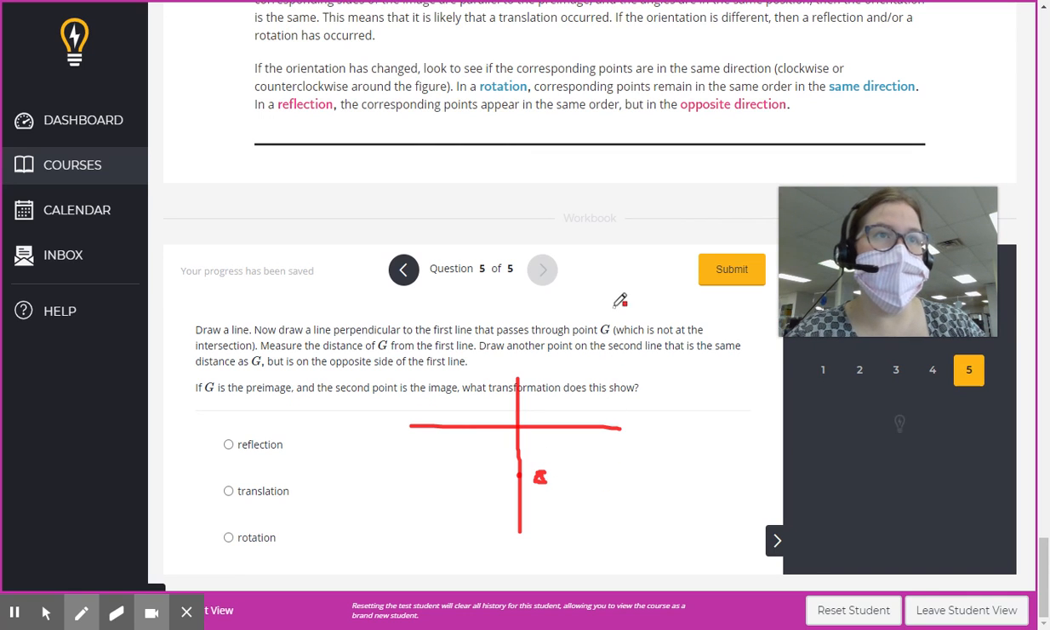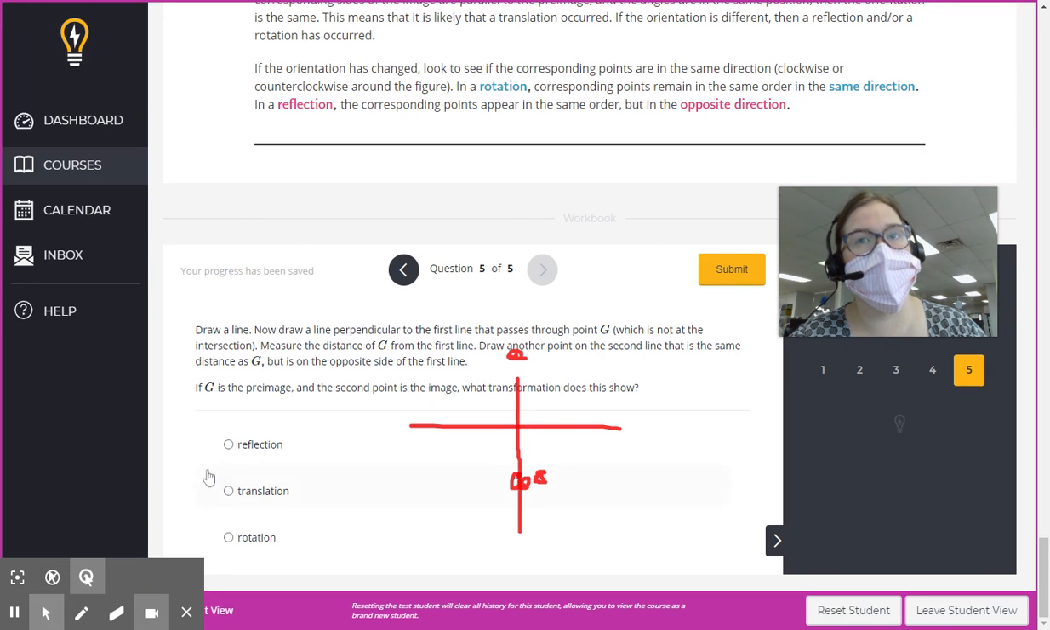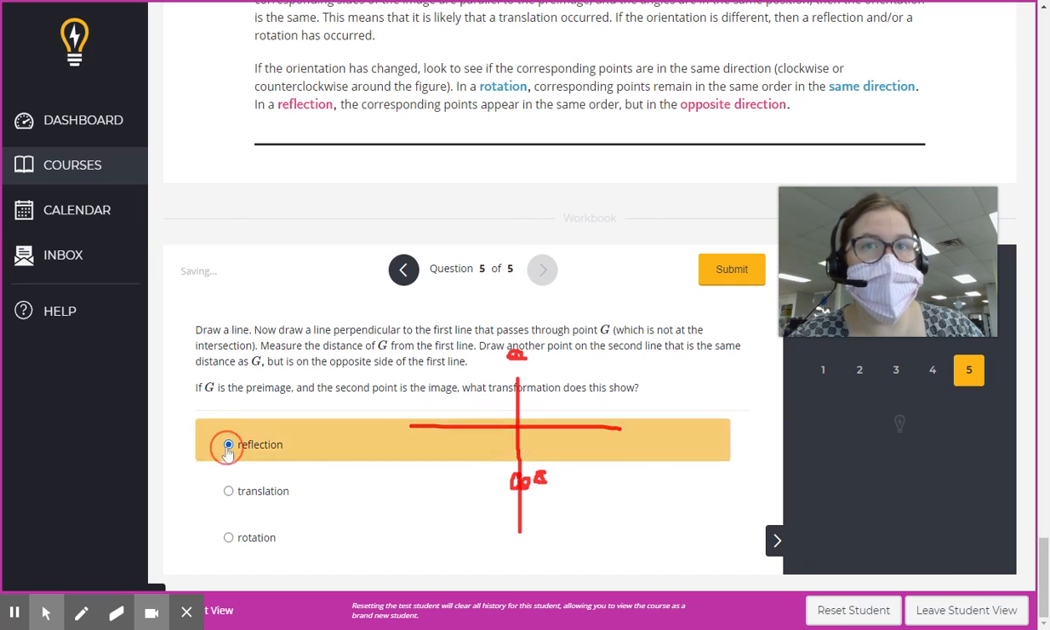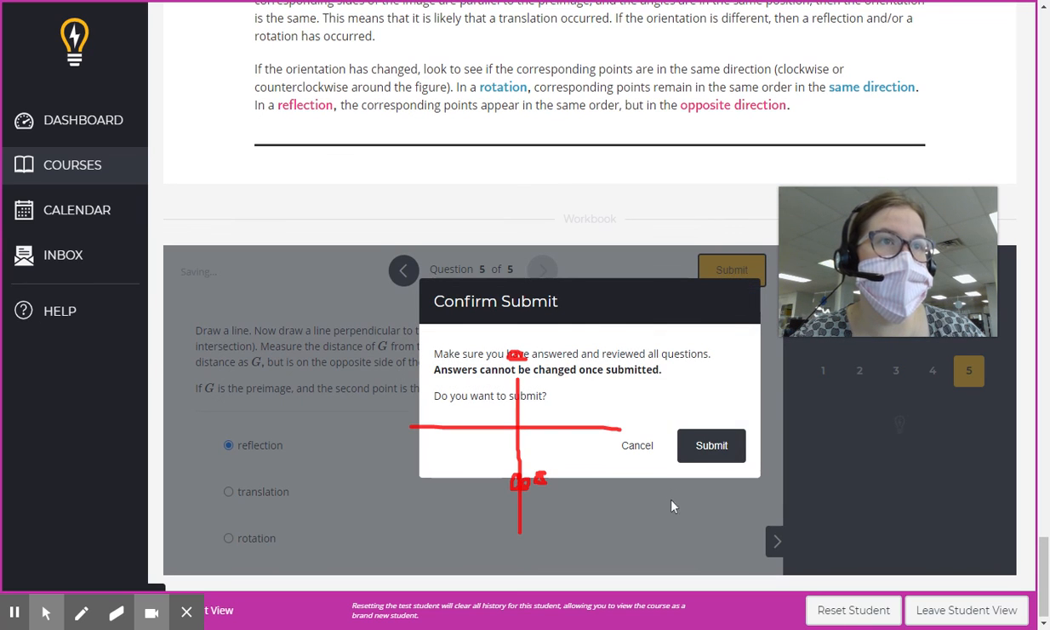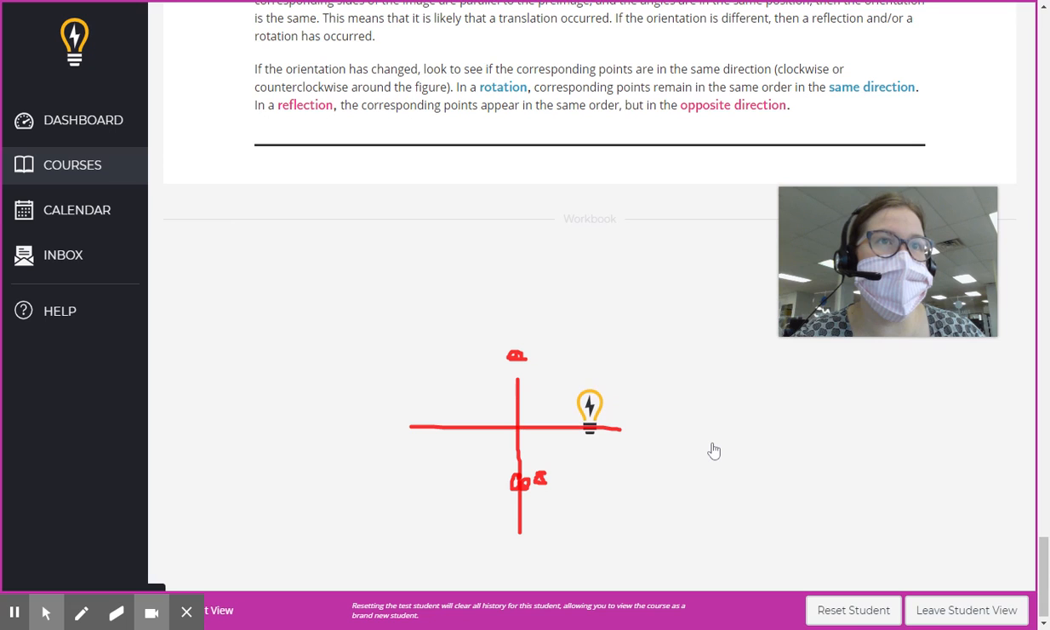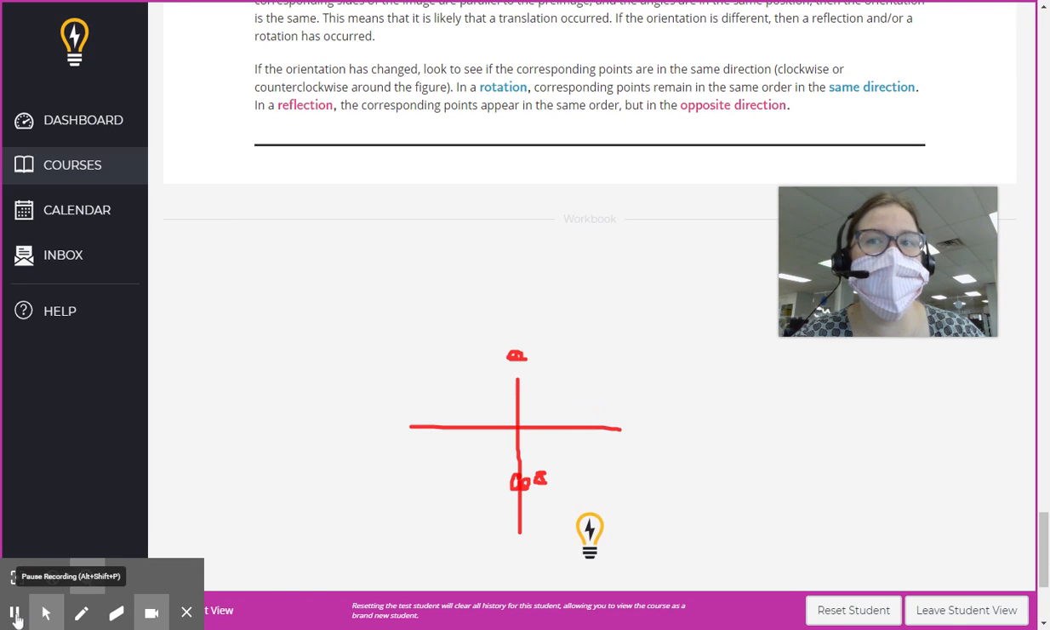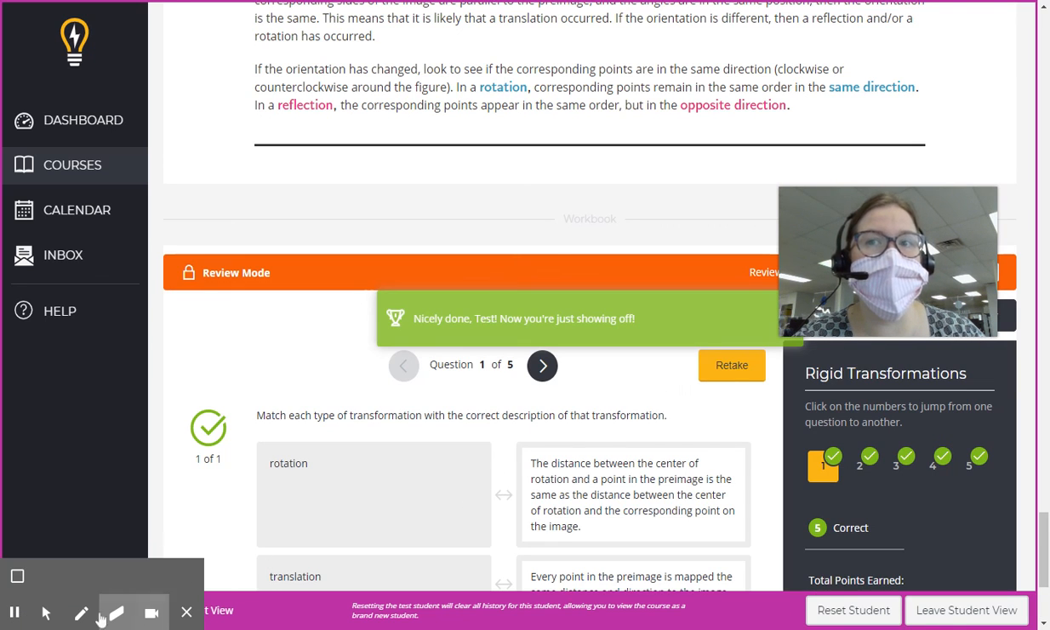Yep, that's good. Measure the distance from G to the line. Draw another point on the second line that is the same distance from G on the opposite side. So that's going to be up here. So that's going to be the other one. So we have this pre-image, and the other one is the same distance up there, which is a reflection. Okay, there you go. My lines are staying there. Okay, so you get 100% on that. Next one.